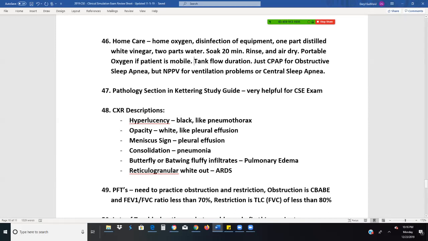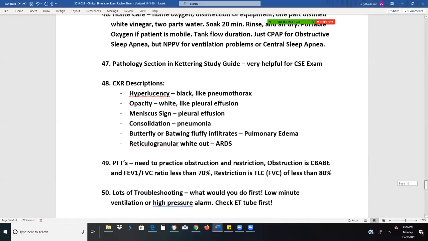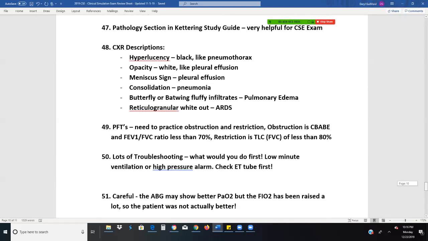Pathology section, I guess I've had that on there a couple times now, sorry, but it's so important. Review the pathology section of the Kettering Study Guide. Oh, here are chest x-ray descriptions. Now, they might give you the actual chest x-ray, but very likely they're just going to describe it.